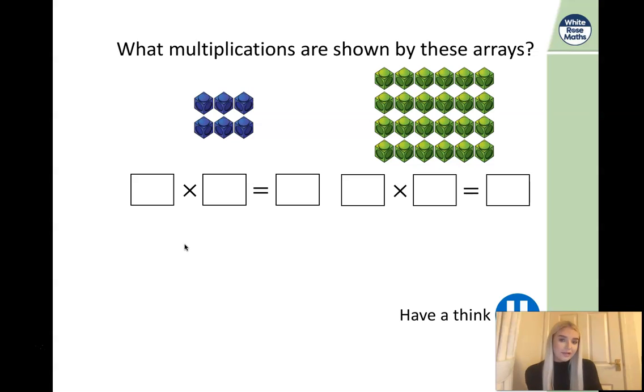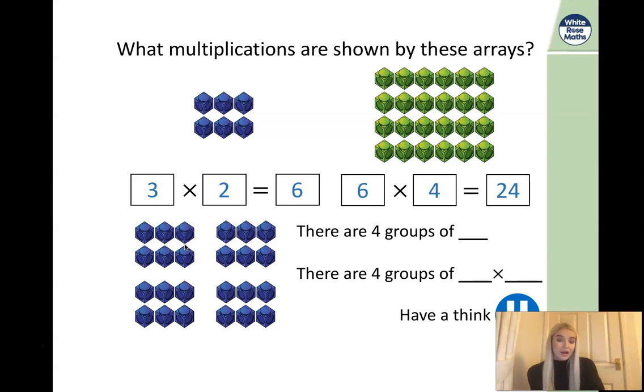So I want us to look at these arrays and have a go at thinking what multiplications are shown by these arrays. We know the first one, the blue cubes, shows 3 multiplied by 2, which is 6. And the green array of cubes shows 6 multiplied by 4, which is 24.